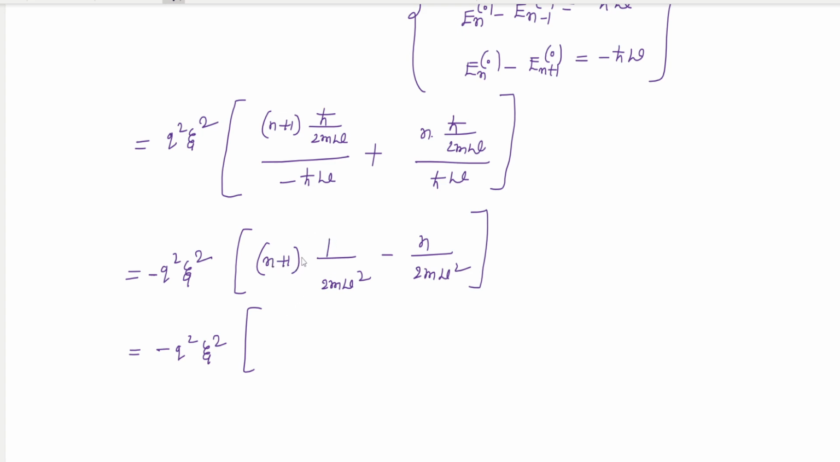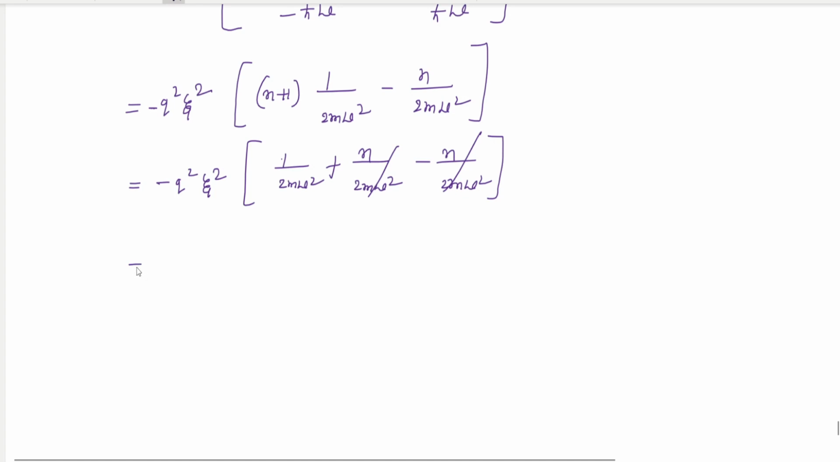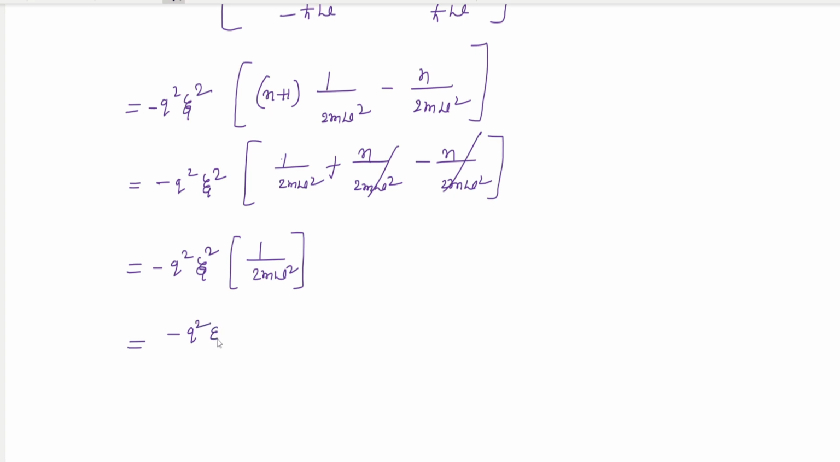So I'm going to split the n plus 1 term also: n plus 1 divided by 2, right? So first I write this term, n divided by 2m omega square, plus 1 divided by 2m omega square, minus n divided by 2m omega square. So these two terms are cancelled. The remaining term is minus q square electric field square into 1 divided by 2m omega square. So this is the extra term: minus q square electric field square divided by 2m omega square. This is the second order correction energy.